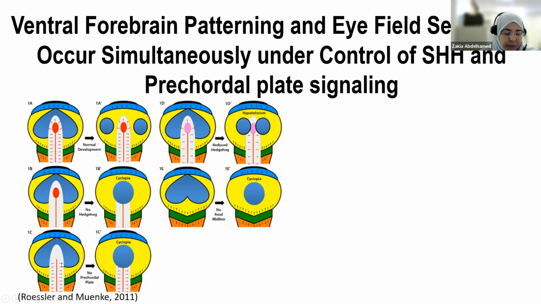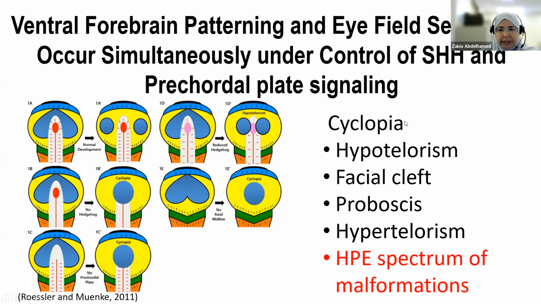And if there is defective prechordal plate development, these patients will also develop cyclopia and holoprosencephaly. So the clinical manifestation of defective prechordal plate or sonic hedgehog loss of function or overactivity would be cyclopia and hypotelorism or hypertelorism. If you have so much sonic hedgehog, we have hypertelorism. If we have little sonic hedgehog, we have hypotelorism.